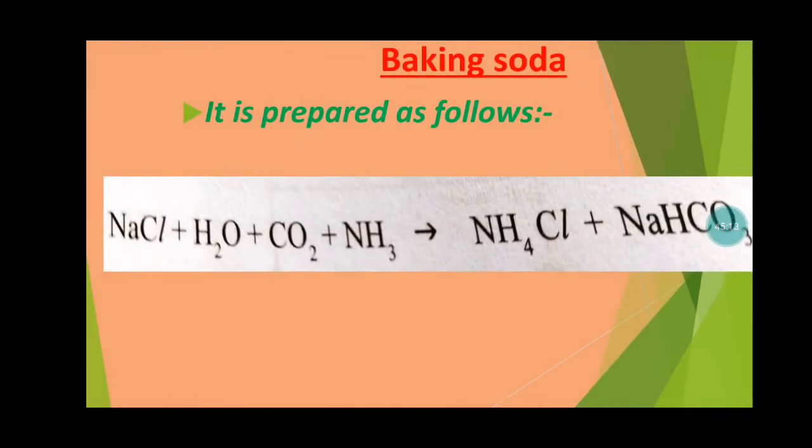Now it is prepared industrially from NaCl. We take aqueous NaCl and pass carbon dioxide and ammonia through it. We get crystals of sodium hydrogen carbonate along with ammonium chloride. In this way, they prepare baking soda commercially.